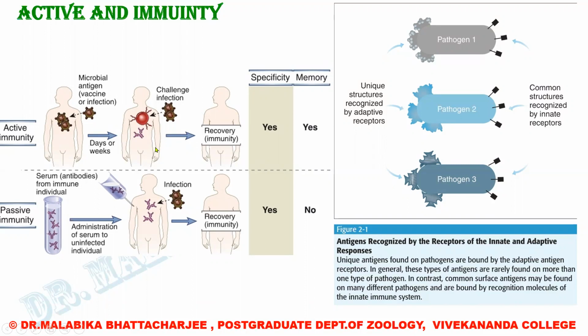And ultimately, the immune cell is capable of accepting the infection challenge and doing away with the infection challenge and recovery. Now, this is active immunity.